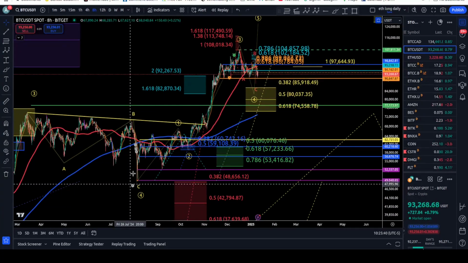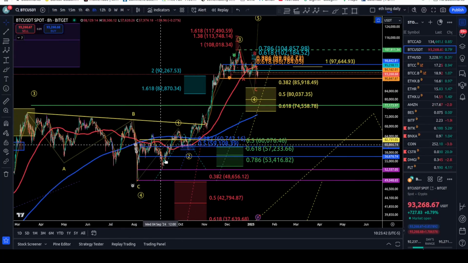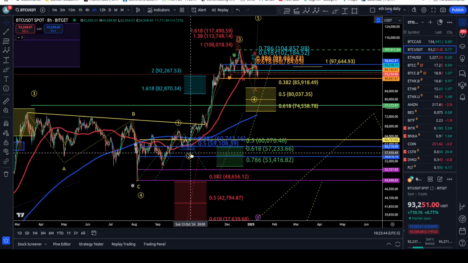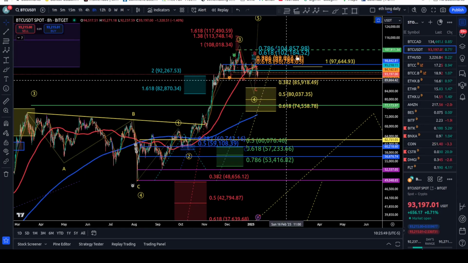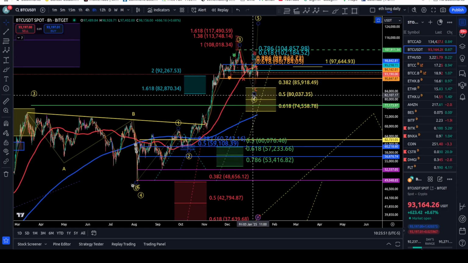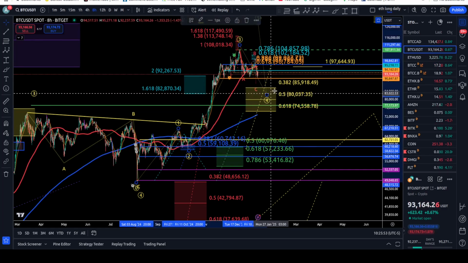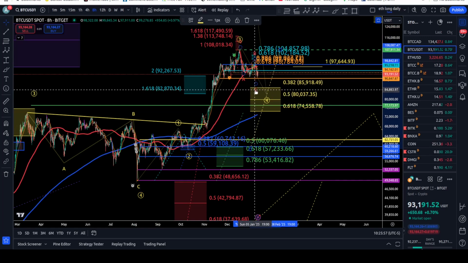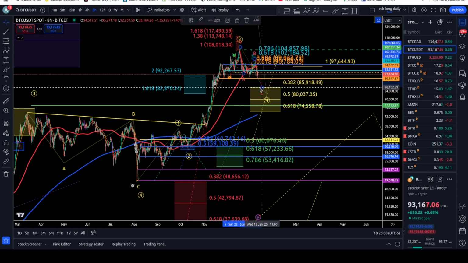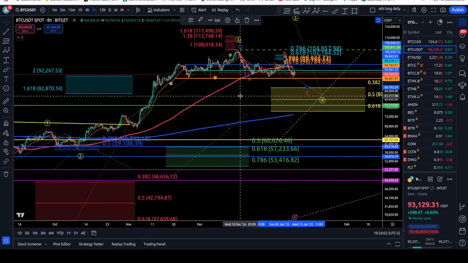All right, so I'm counting this as a diagonal now, as a wave 1. This is a wave 2, did the wave 3. And now we are working on this fourth wave. Now I can start to move them a little bit to the side. And we are working on this C wave. Now I'm going to zoom in a little bit.